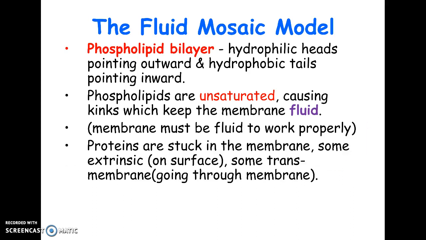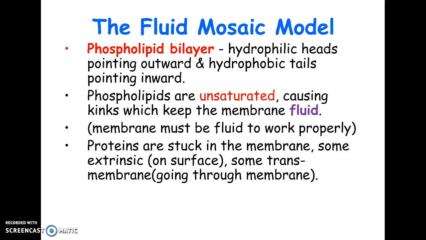The other thing is the proteins we now know are stuck in the membrane. Some of the proteins are on the outside. They're called extrinsic, like external. And then there's some that are called transmembrane proteins, which actually go all the way through the membrane. So they sort of stick out on both ends. These would be like the proteins, for example, that are carrying things through the cell, in and out of the cell.